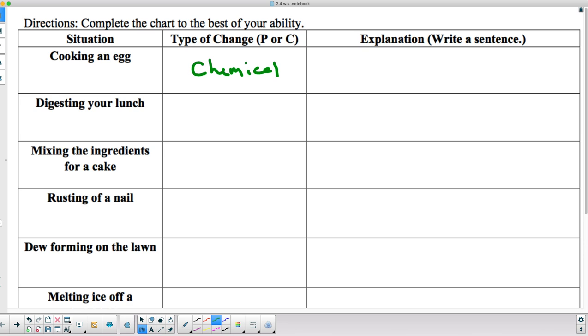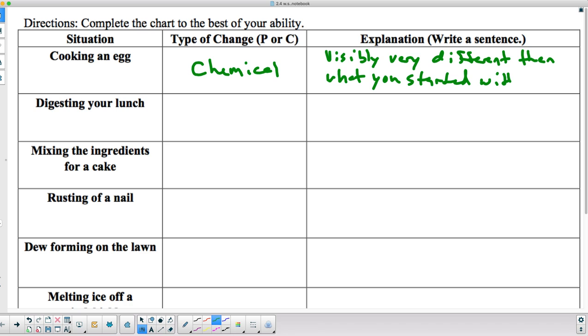And it says cooking an egg. Why is that a chemical change? Because it has something visibly very different than what you started with. Okay, I know my handwriting's awful, but that's my sentence that describes why cooking an egg is chemical: some of the parts were clear and then they turned white, which means that there was something completely different being made there. It was changing into something else.